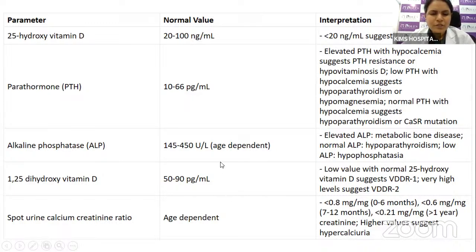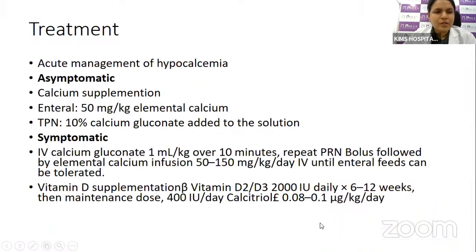The other investigations which we discussed were alkaline phosphatase, active vitamin D, and spot urine calcium creatinine ratio. Now, a higher calcium creatinine ratio might suggest hypercalciuria. So how do we treat hypocalcemia is the next aspect of this presentation today. The acute management of hypocalcemia can be divided into management of asymptomatic or symptomatic newborns.